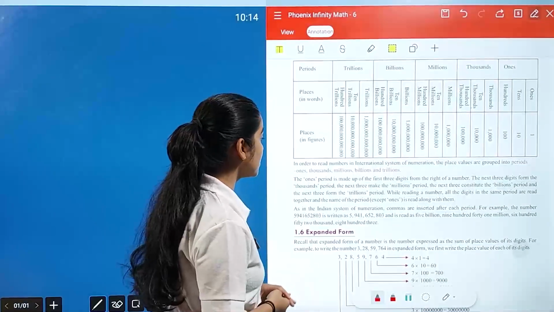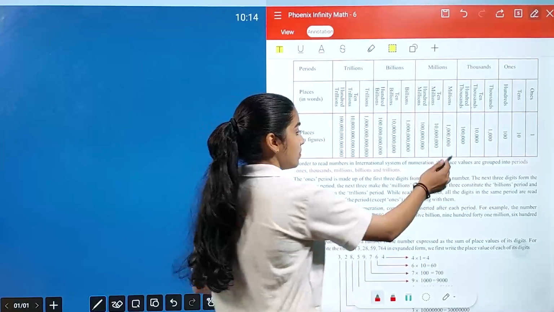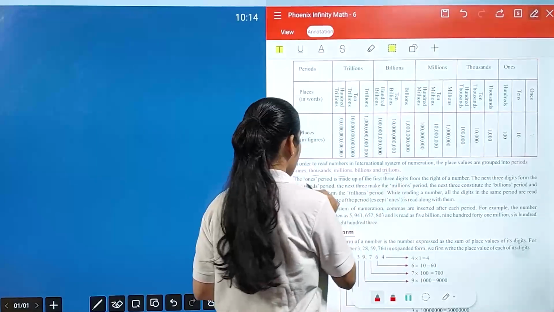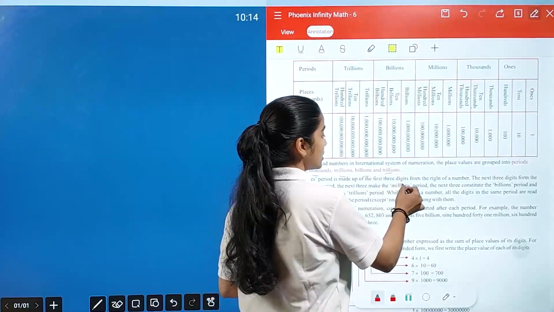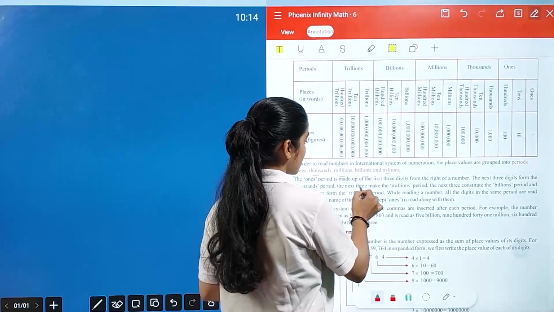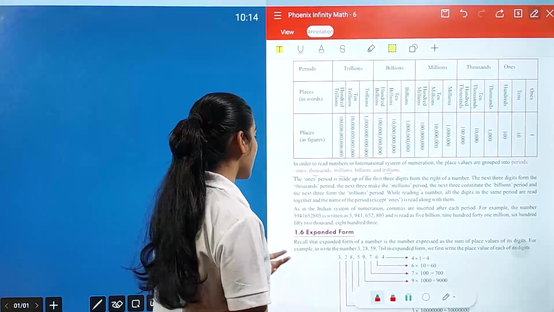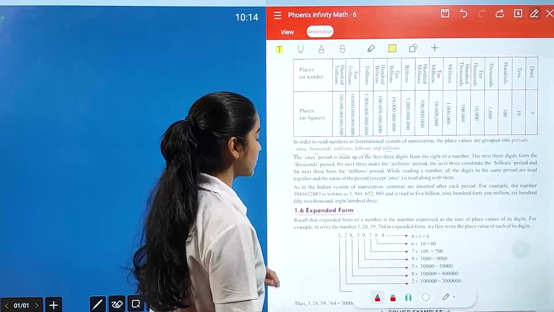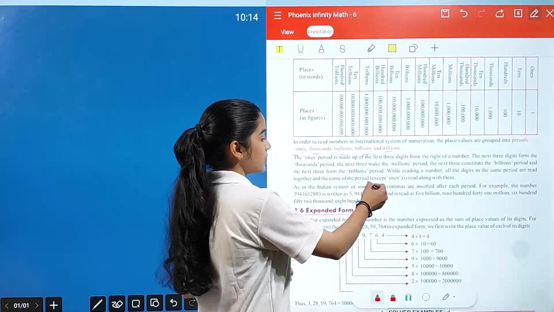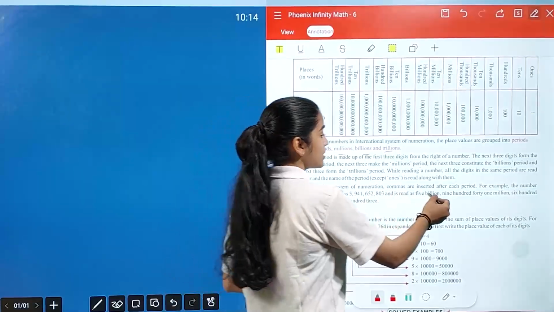Now in order to read numbers in the international system of numeration, the place values are grouped into periods: ones, thousands, millions, billions and trillions. The ones period is made up of the first 3 digits from the right of a number, the next 3 digits form the thousand period, the next 3 make the millions period, the next 3 constitute the billions period, and the next 3 form the trillions period. While reading a number, all the digits in the same period are read together and the name of the period, except ones, is read with them. As in the Indian system of numeration, commas are inserted after each period.